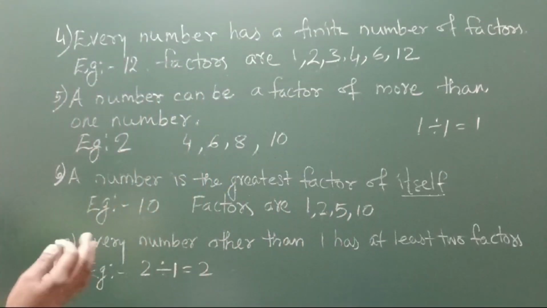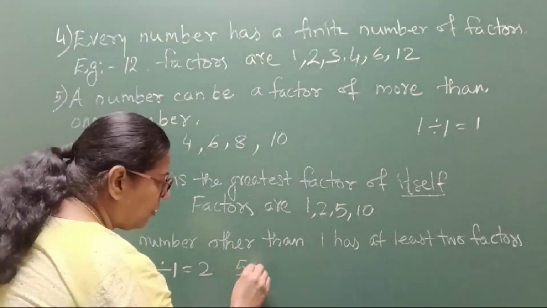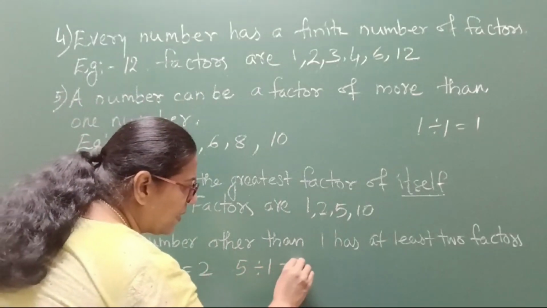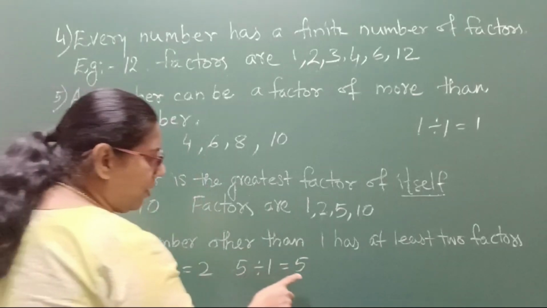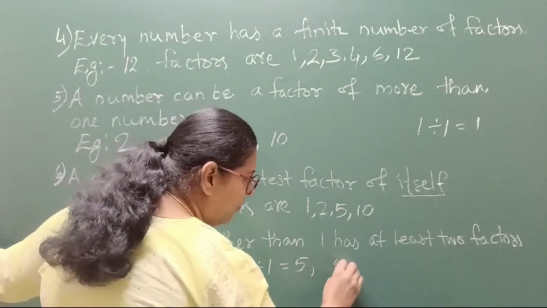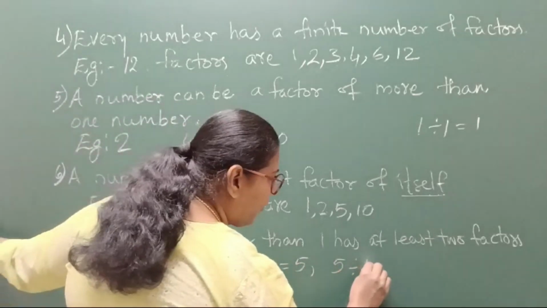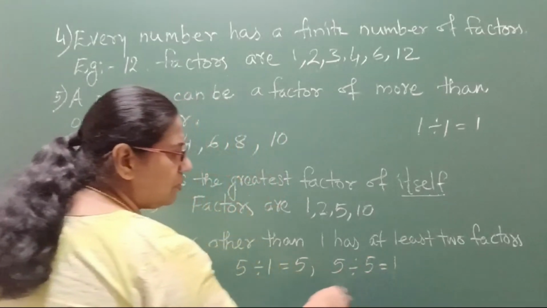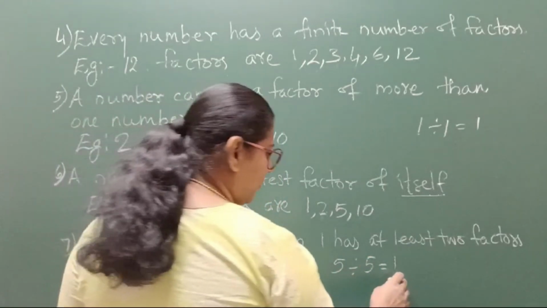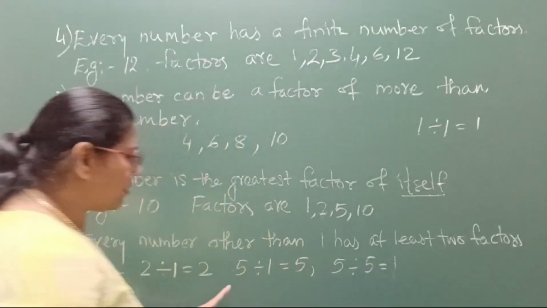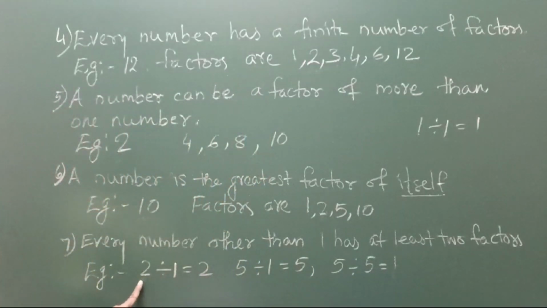Now say here 5. Number 5. 5 divided by 1 is equal to 5. So 5 is one factor. Then 5 divided by 5 is equal to 1. So 1 is another factor. So there are two factors for this number 5. For number 2 also two factors. All the numbers other than 1 have at least two factors. So these are the properties of factors.